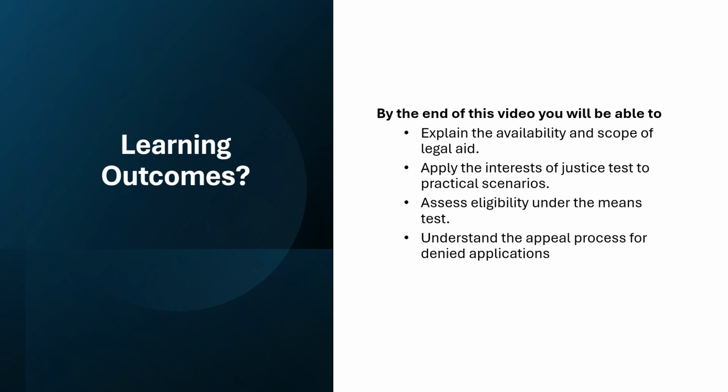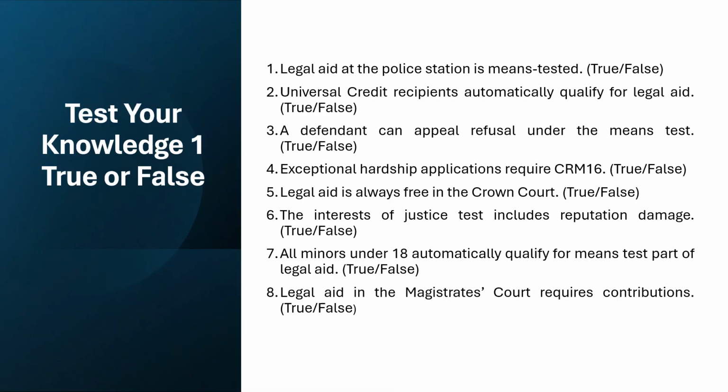Learning outcomes for this post: by the end of the video you will be able to hopefully explain the availability and scope of legal aid, apply the interests of justice test to practical scenarios, assess eligibility under the means test, and understand the appeals process for denied applications. Then there's a series of test your knowledge questions, and you'll see at the end of the post that the answers are there. So if you want to go straight to them, you can. But let's just go through it together.